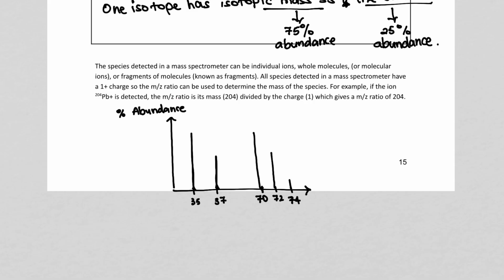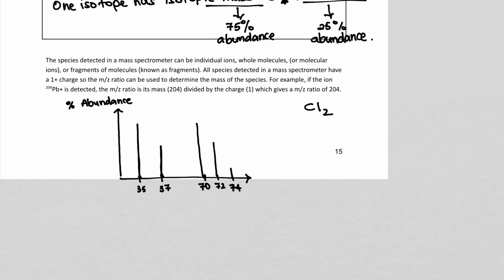Now, let's say we are looking at the mass spectrum of chlorine. Chlorine gas exists as Cl2, so it's chlorine molecules. So then in the mass spectrum, you will get chlorine ions, the individual ion, but you will also get the peak of the chlorine molecule. This is what it means here. You can get individual ions, you can get whole molecules also.